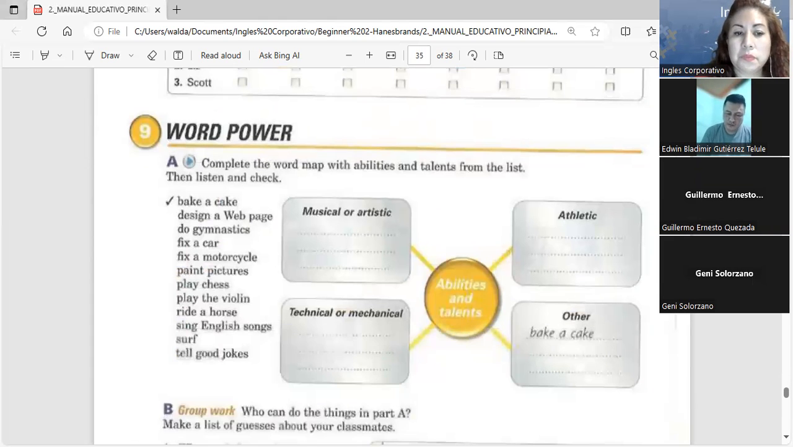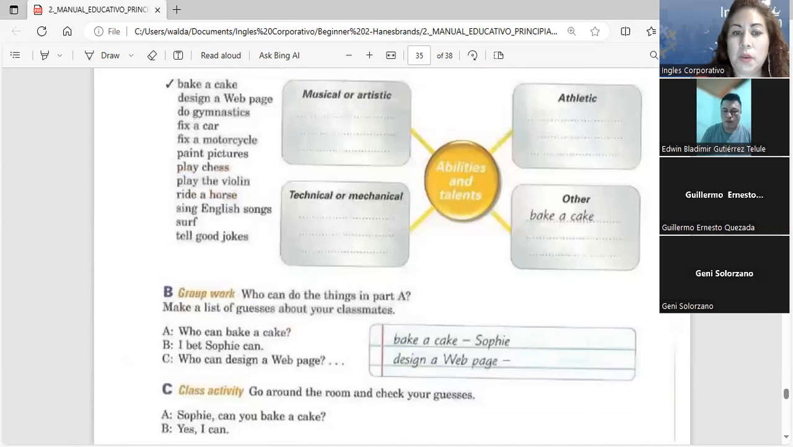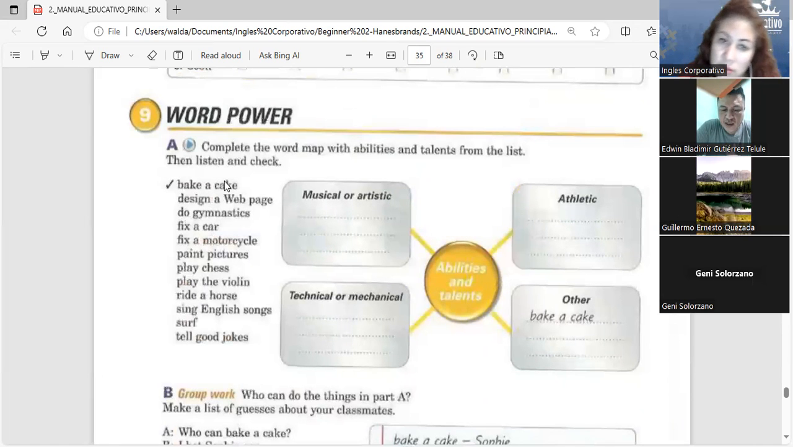So, that's pretty much it. We're going to quickly look at this vocabulary here. Do we know bake a cake? Do you know the meaning of bake a cake? Es hornear un pastel. Good. So can you bake a cake? Yes, can you bake a cake or no?